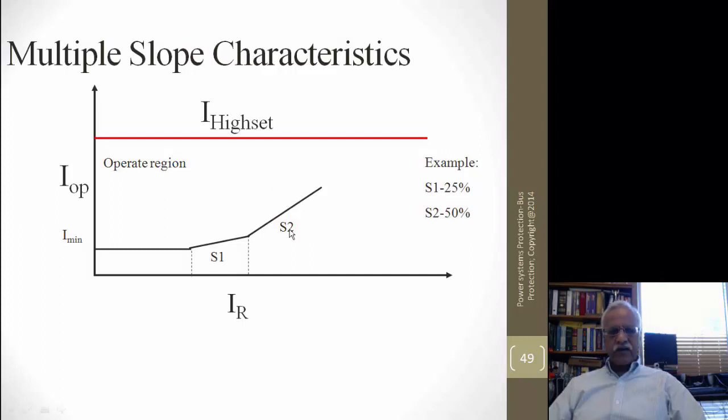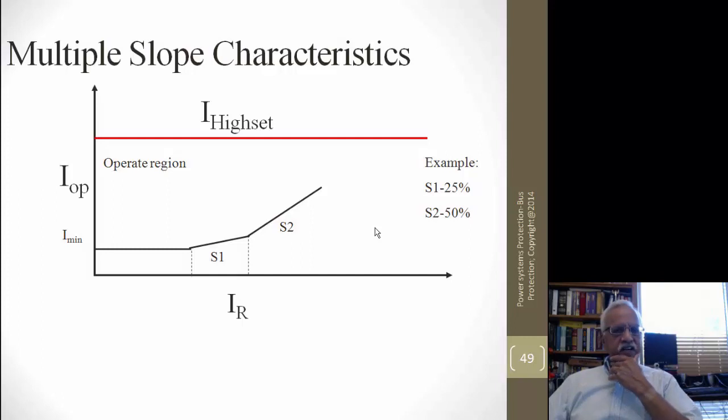So you have another relay here which has two slopes, S1 and S2, and if the current is low, you have a minimum operating value. If the current is low, it is going at 25% of the restraining current as a threshold of operation. If the current is high, you increase the slope to 50%, so it needs higher operating current to operate at higher restraint current.